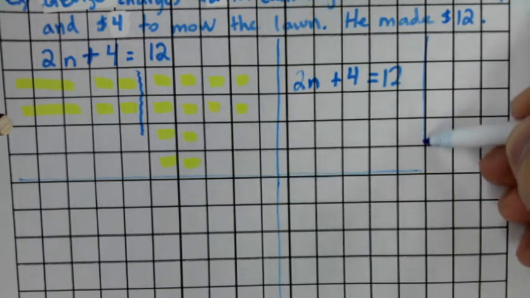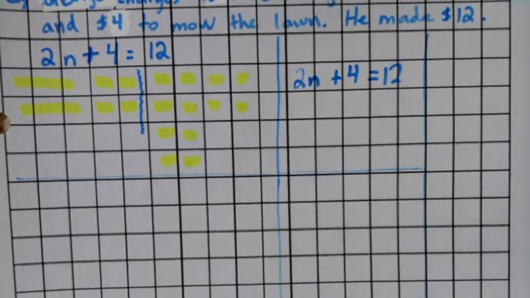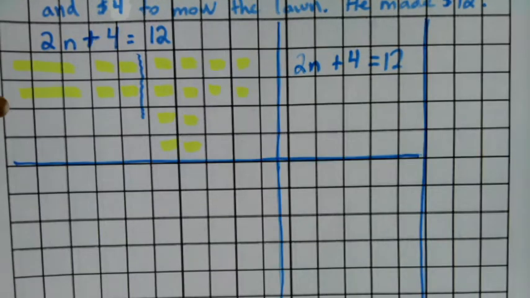I'm going to leave a little bit of space on the side to do something at the end. Looks like my marker's dying. I'm going to get a new one. All right, I have my new marker. So that's the first step.